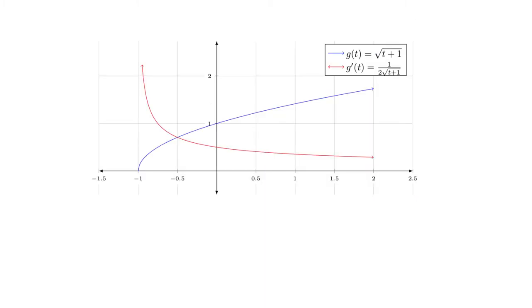Alrighty, so here's a graph of g of t in blue, square root of t plus 1. And then in red we have the derivative, 1 over 2 times square root of t plus 1. The key thing to notice here is that the derivative is always positive, and that means the function is always increasing. Another thing to observe: initially the slope of the function is very tall, so the derivative is very high, and then it levels off, so the derivative is decreasing.